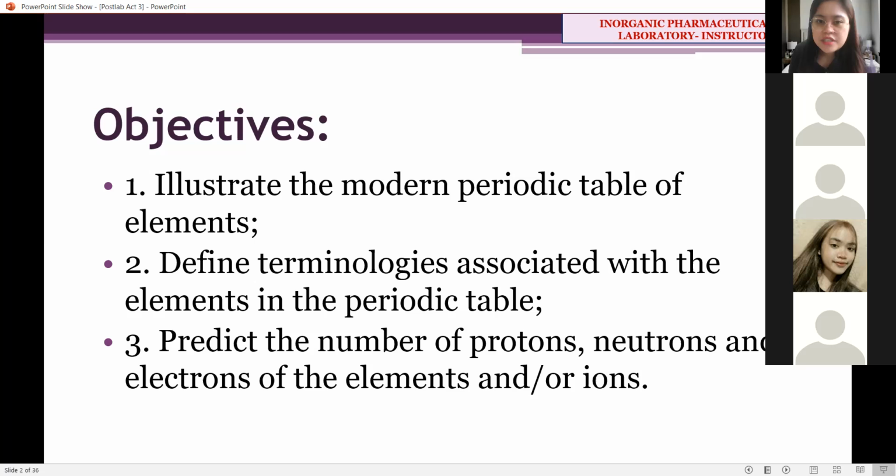Again, our objectives for this activity: illustrate the modern periodic table of elements, define terminologies associated with the elements in the periodic table, and lastly, predict the number of protons, neutrons, and electrons of the elements or ions, for which we have already provided the correct answers a while ago. I hope you listened to how to determine the number of protons, neutrons, and electrons, whether they are neutral atoms or elements with charge. That's what we call ions.